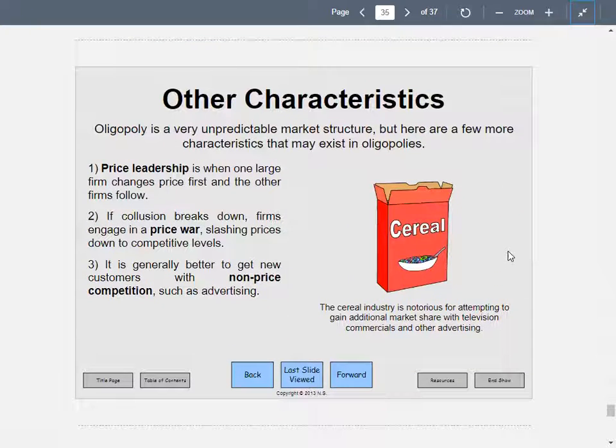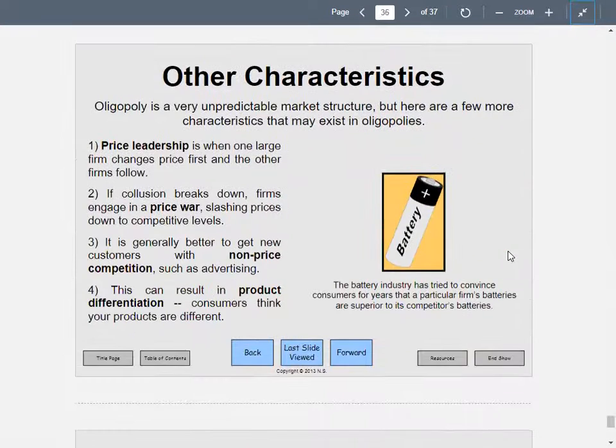It's generally better to get new customers with non-price competition, such as advertising. The cereal industry is notorious for attempting to gain additional market share with television commercials and other advertising. This can also result in product differentiation, where consumers think your products are different, just like Duracell and Energizer batteries. They're the same batteries. They're just two different brands.